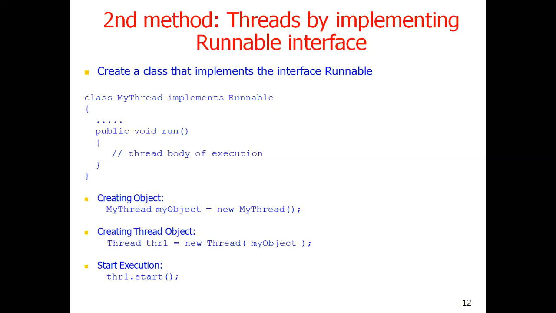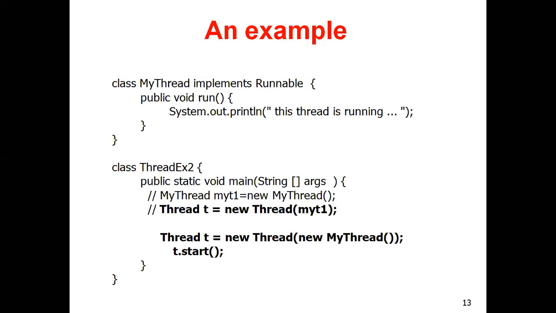So what is in the run method? It will just execute. This is an example for the second type, or second method. Everything is the same. The only difference is: class myThread, instead of extends we have implements, instead of Thread we have the Runnable interface and the run method, and within that we have a statement. And we have another class which has a main method.